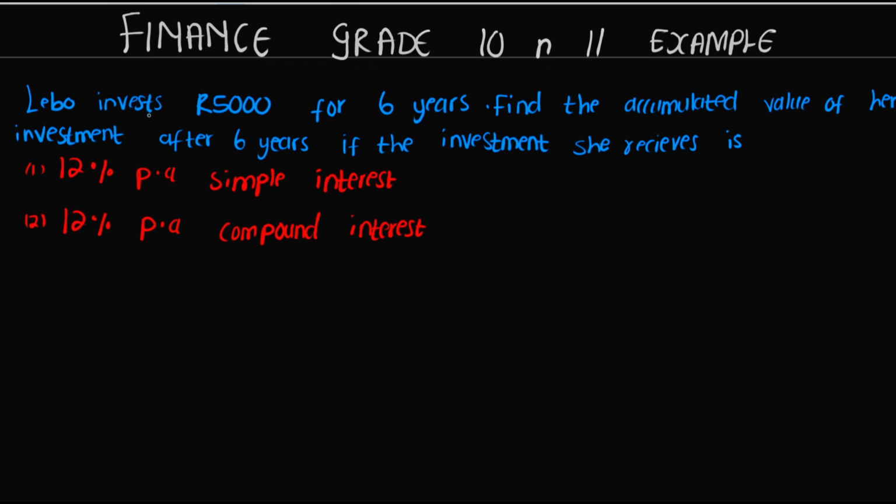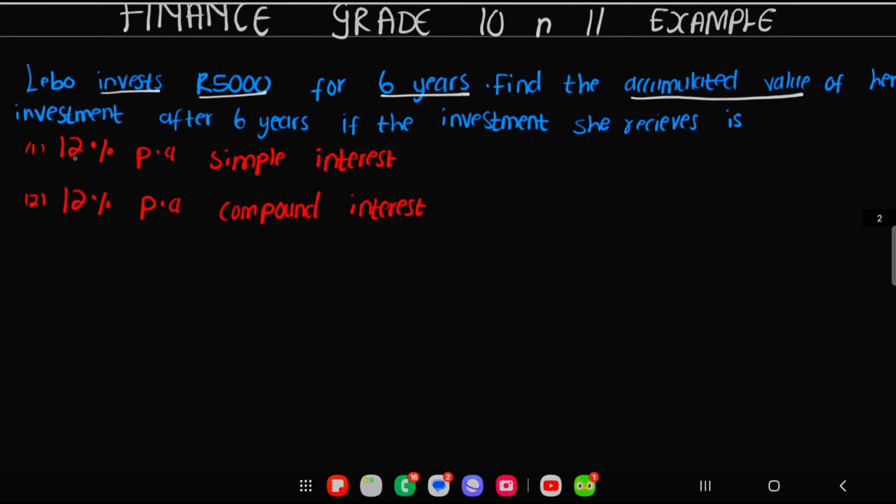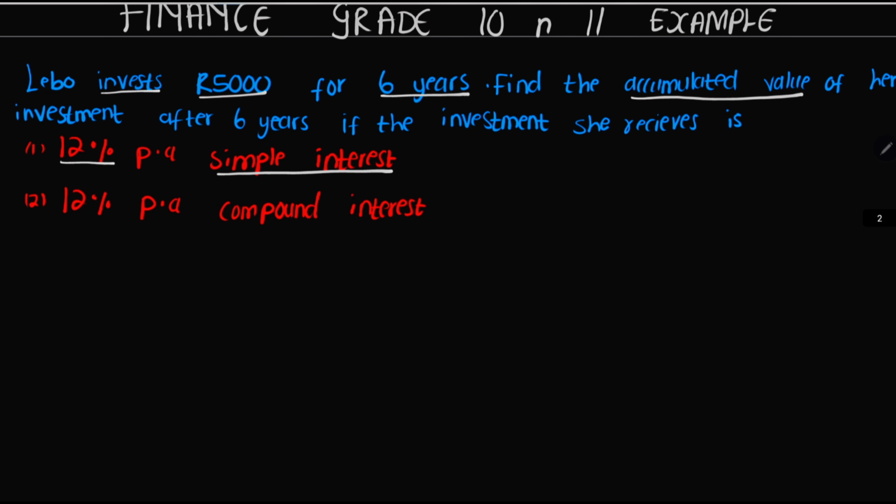Okay, so Lebo invests 5,000 for 6 years, and then find the accumulated value of her investment after 6 years if the investment she receives is 12% per annum simple interest. Okay, so this is our solution. I'm going to start with number one.